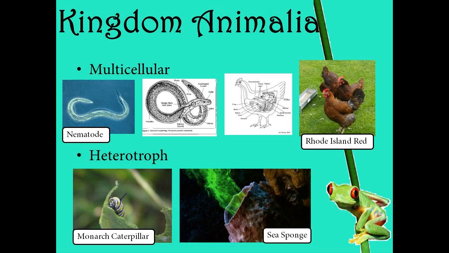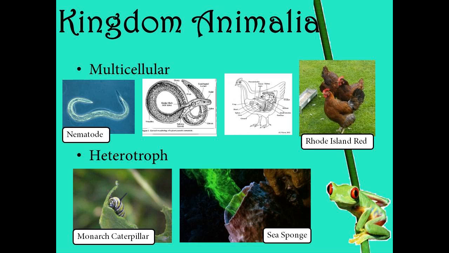Sea sponges are animals that live in the bottom of the ocean. And in this picture, somebody has taken some food coloring and put it in the water. And you can see the sponge pulling the water through itself, filtering out the food it's going to eat, and then the rest of the water floats away. So even animals that don't really look like what we think animals are, like sea sponges, are heterotrophs.